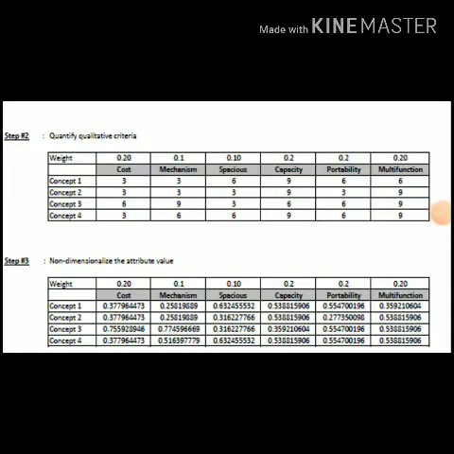Okay, moving on to step number 2, quantify the qualitative criteria. Compared to the Pugh matrix, because this is taken straight from the Pugh matrix as well, we don't have any problem since we are using numerical representations, so we don't have to transform qualitative into quantitative criteria. However, if you look at the Pugh matrix, we are using a scoring system of 1, which represents the lowest, 2 the medium, and 3 the highest.